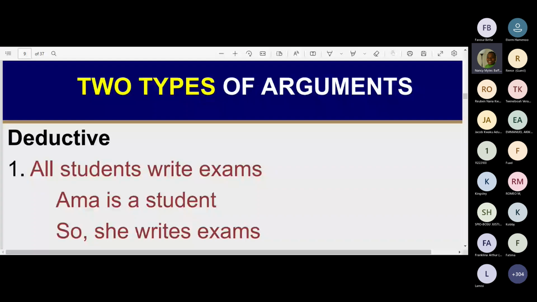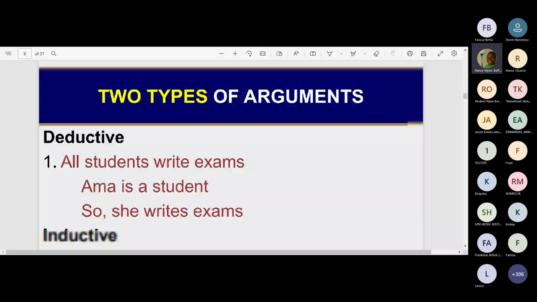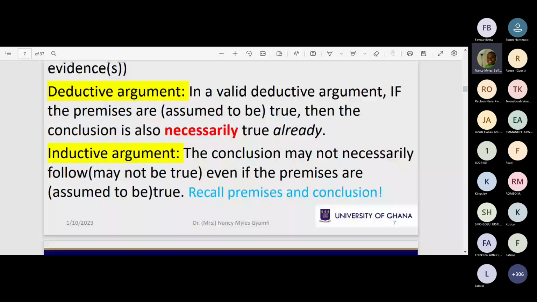Now, what then is deduction? A reasoning pattern or an argument whose premises, if true, would necessarily mean the conclusion must also be true, else you create a contradiction. So let's go to a slide that captures that beautifully, and then we can make some good progress.